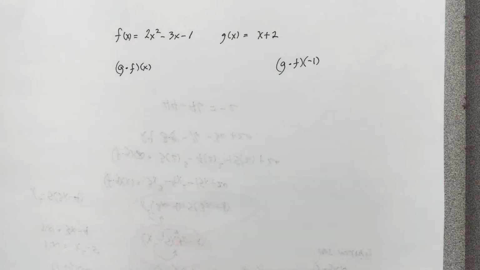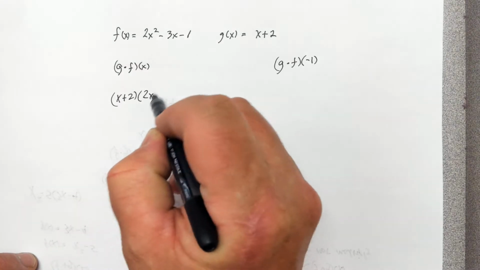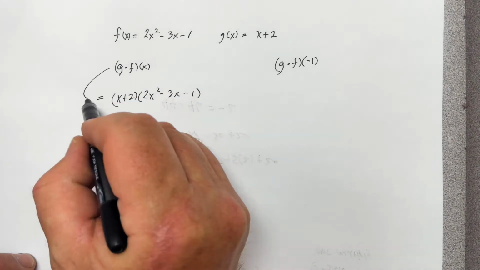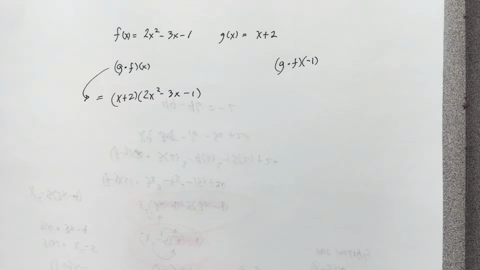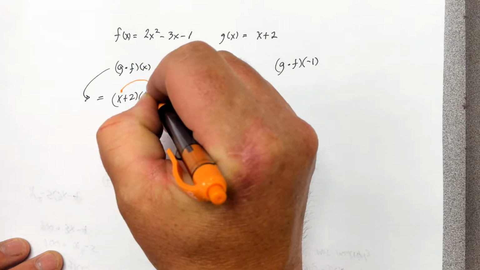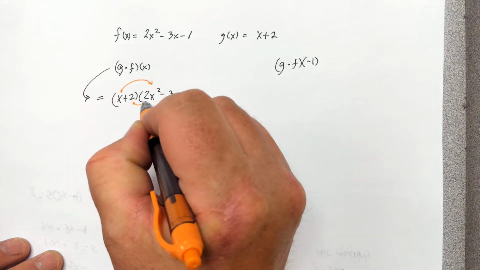So G is x plus 2, right? And F is 2x squared minus 3x minus 1. So I'm saying that equals that. And then what's going on is we have this x right here times all of that. Then we have this 2 times all of that.